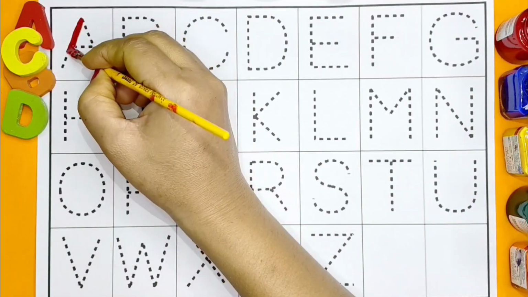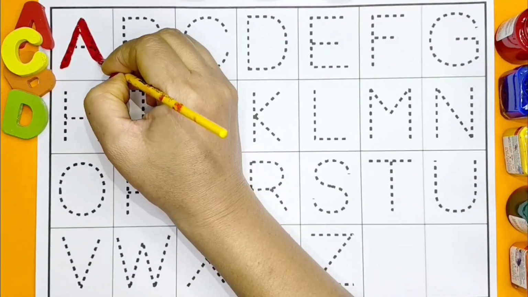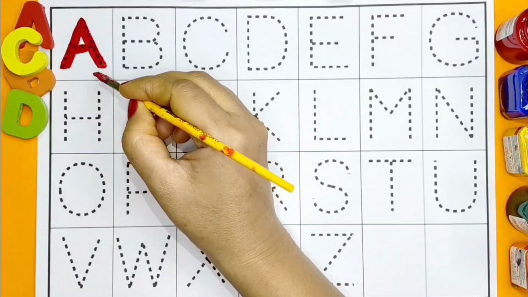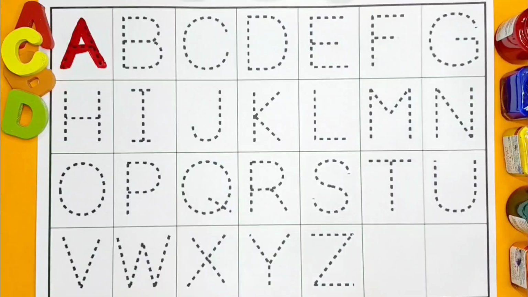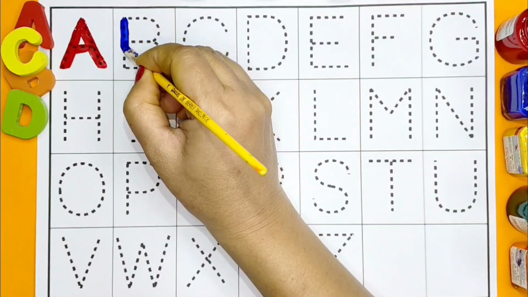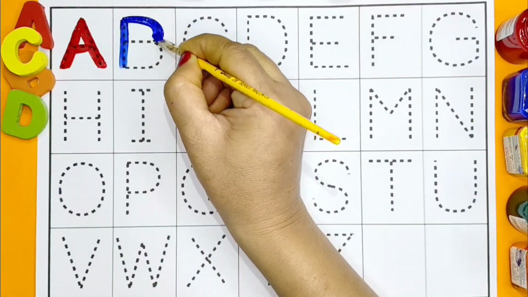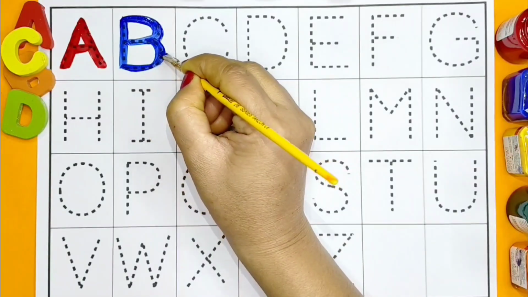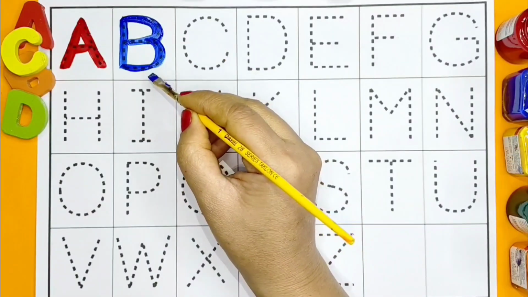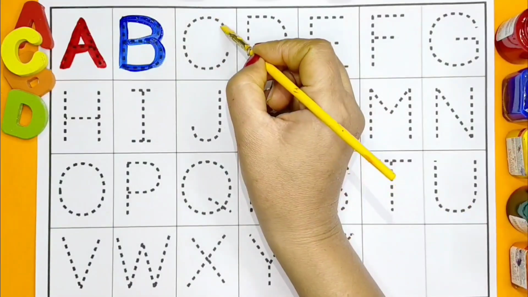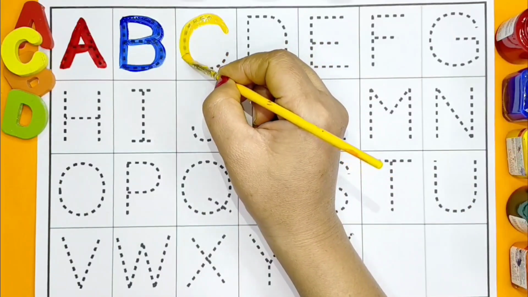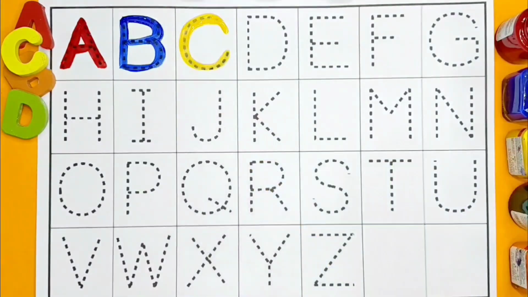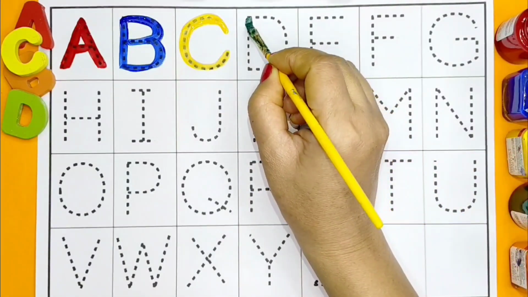Red color. A. A for ant. Blue color. B. B for ball. Yellow color. C. C for cow. Dark green color.